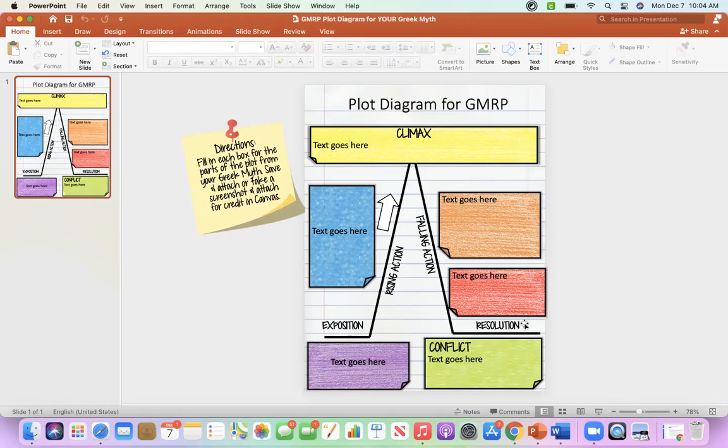But then your falling action is what happens after. In a case like this, it might just be straight to the resolution. But if something happens in between, you can put it here in the falling action. Some of our myths are pretty short, so I'm not really worried about falling action. It really just depends on your story. And then what's the major conflict? Write that in here. What's the major problem?